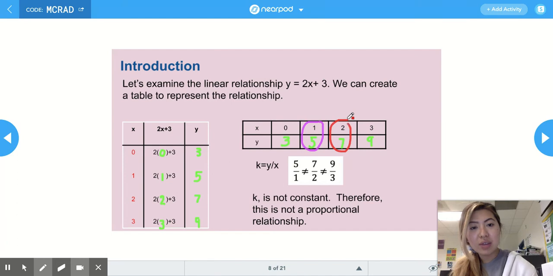2 comma 7, which becomes 7 over 2. And lastly, we have 3 comma 9, which in the constant of proportionality formula would be 9 over 3. So these are all not equal to each other, or non-equivalent. And so k is not constant. Therefore, this is not a proportional relationship.